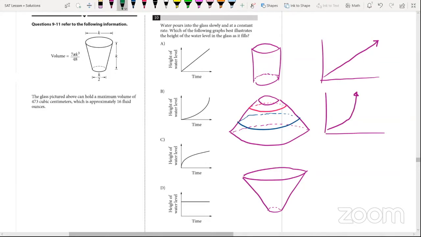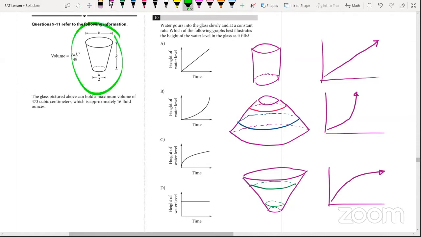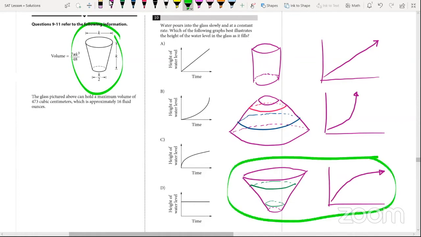But the opposite is true here, where immediately there's not that much cross-sectional area to fill. But the higher we go, the more cross-sectional area there is to be filled. So as you do this graph here, the higher you fill it, the longer it takes to fill because you're filling more space. So this picture here most closely resembles this picture here. And so the answer to number 10 is going to be C.